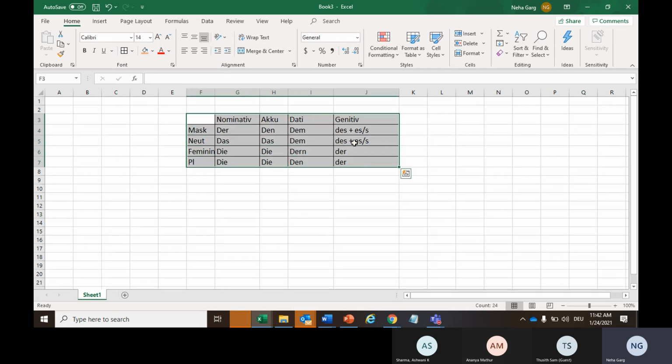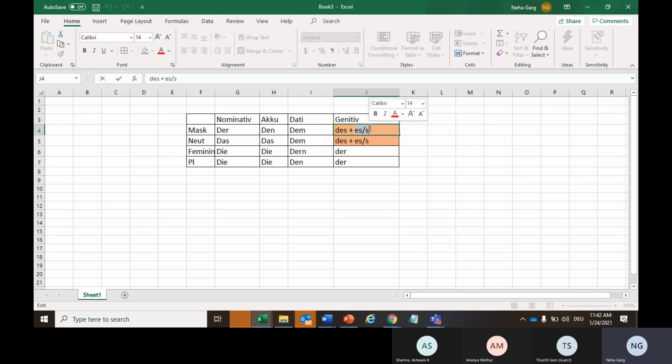Is this table clear? Any confusion with this one? The main thing to pay attention to is just masculine and neuter, where we change the article and also add an extra s or es to the noun.